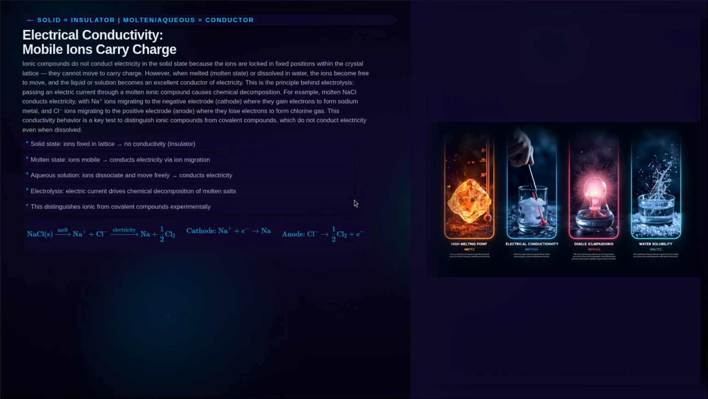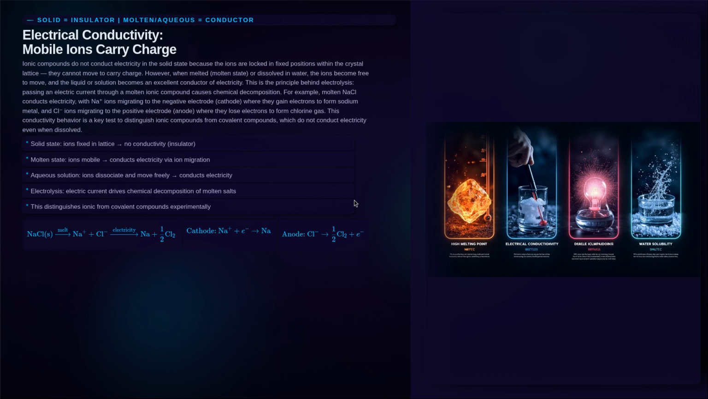Ionic compounds do not conduct electricity in the solid state because the ions are locked in fixed positions within the crystal lattice. They cannot move to carry charge. However, when melted or dissolved in water, the ions become free to move, and the liquid or solution becomes an excellent conductor of electricity. This is the principle behind electrolysis, where passing an electric current through a molten ionic compound causes chemical decomposition.